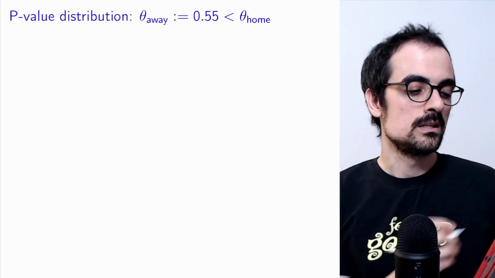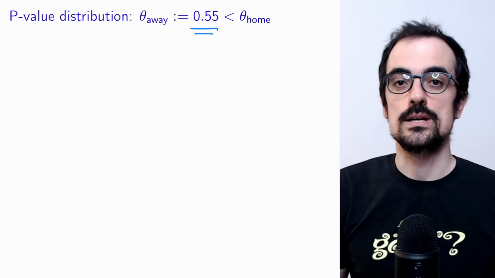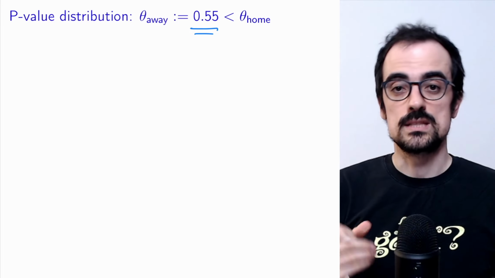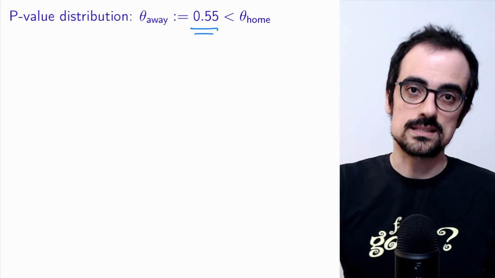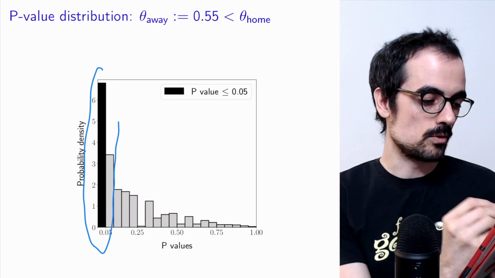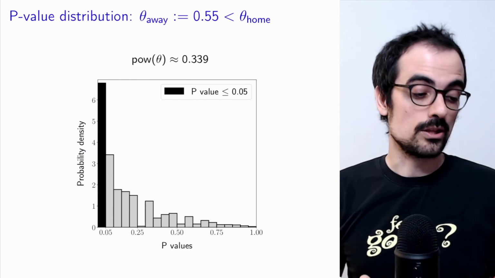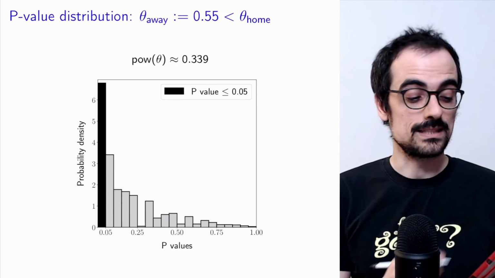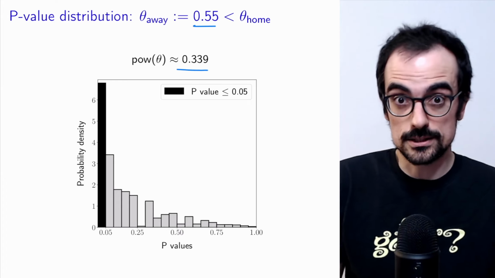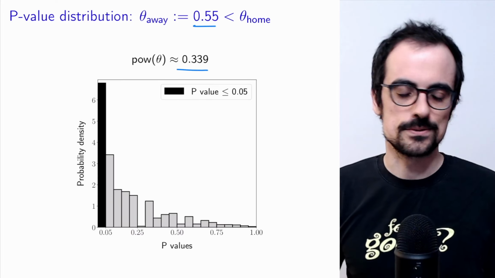What happens if the percentage of away free throws is 0.55, which is smaller than the home free throws? Well, we do the same thing. Now we plug in this different percentage, we compute the test statistic, we compute the p-values corresponding to the test statistic, and what do we see? That many more of the p-values are below the significance threshold. The percentage is actually 33.9%. So that is the power. That is the probability that we reject the null hypothesis for this percentage of away free throws.